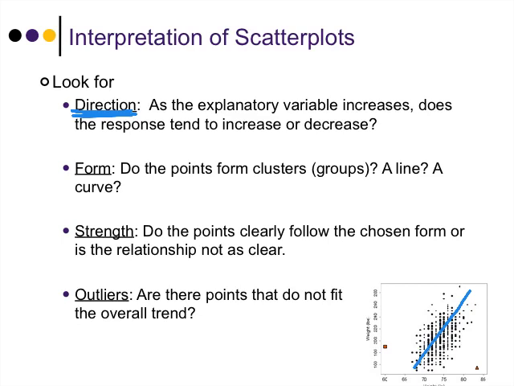Another question to ask is, do the points form clusters or groups? Do the points clearly follow the chosen form, or is the relationship not as clear? And also, are there outliers? Are there points that do not fit the overall trend? For example, here it looks like this point here does not fit the overall trend here in red. And the rest of the points look pretty good from what I can see. You could argue, you might say, oh, this one here doesn't maybe look too good, but that also depends on what we're using as our predicted blue line as well.